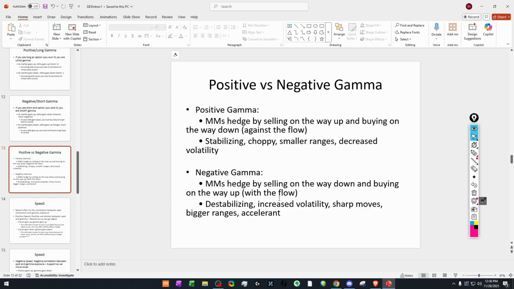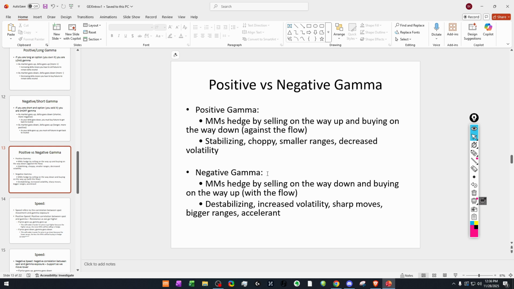So whenever we were selling off, market makers were hedging by selling futures. So that increases the selling pressure. And anytime we moved up, the market makers would be buying on the way up to hedge the delta. So that causes the sharp up move.